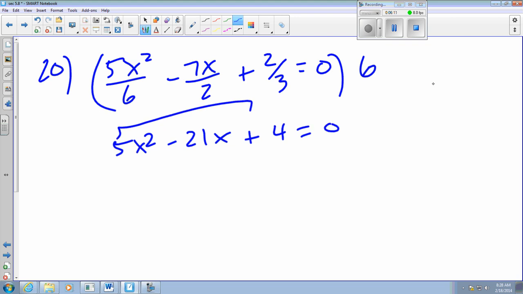Multiply AC, I get 20. Factors of 20 that add up to negative 21 are negative 1 and negative 20. I'm going to rewrite it and factor it by grouping.